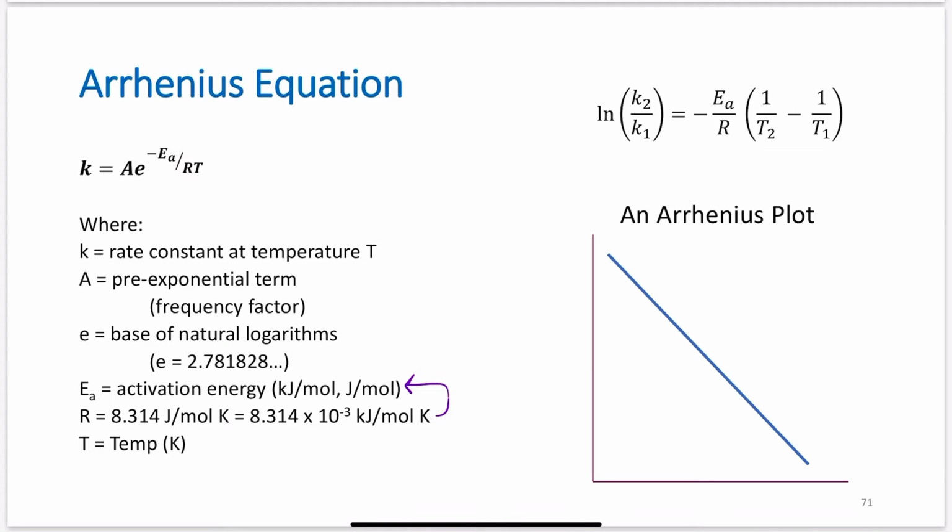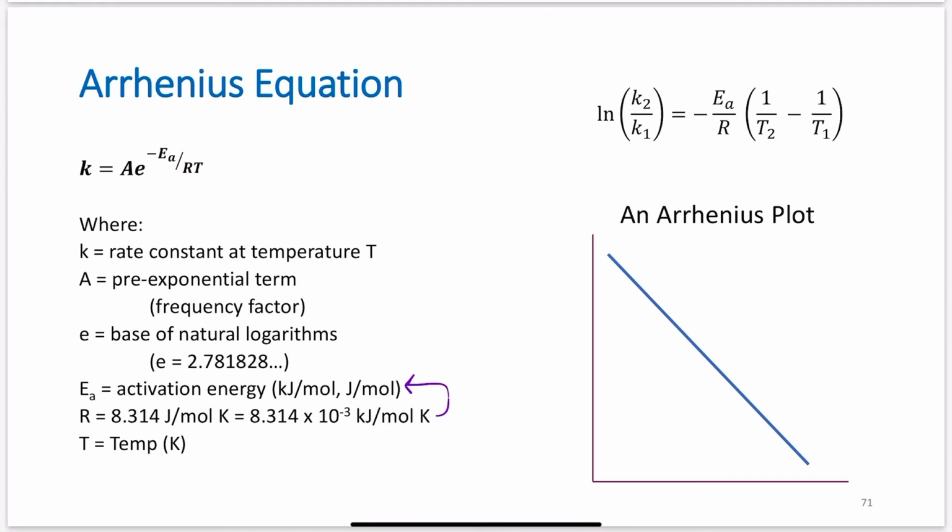We can rearrange this equation. There's an easier form to use for the Arrhenius equation, where we find the natural log of k2 over k1 is equal to negative E sub A over R times 1 over T2 minus 1 over T1. This is if you have two different rate constants and two different temperatures. You can derive this equation. I'll write it out here if you want to see it.